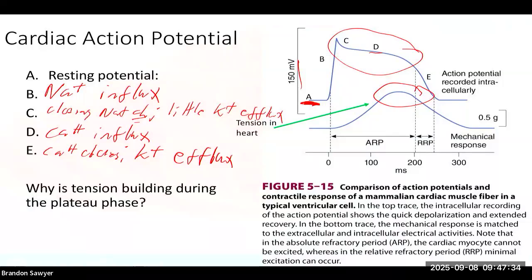Other questions? Okay, so just for a sec with the people around you, talk about why that might be happening. Why do we have this slow building of tension in the heart? This is looking at the mechanical tension in the heart. It's building during that plateau phase, right? Just check in with each other on this for a sec. Why do you think that might be the case?